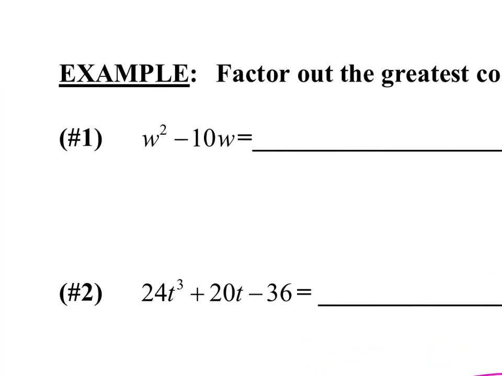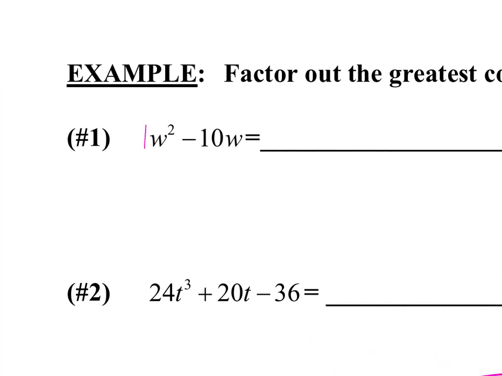All right. Is there a number that goes into 1w squared and 10w? No, there's not a number that goes into both of them. How about an exponent? What's the smallest exponent, w squared or w? We can pull out a w. And what's left when we divide everything by w? Well, w squared divided by w is w. And negative 10w divided by w is negative 10.